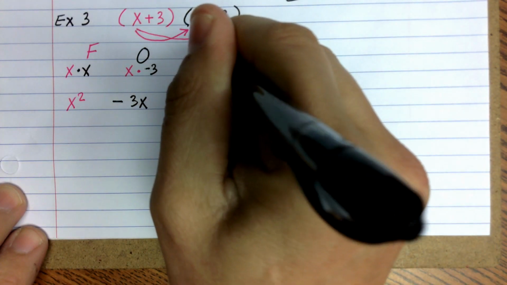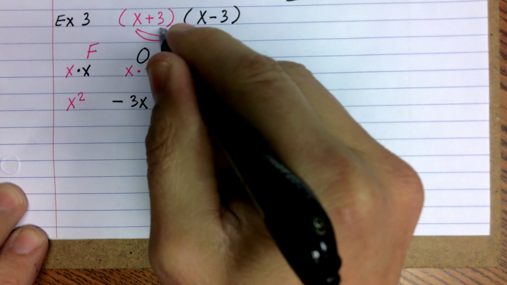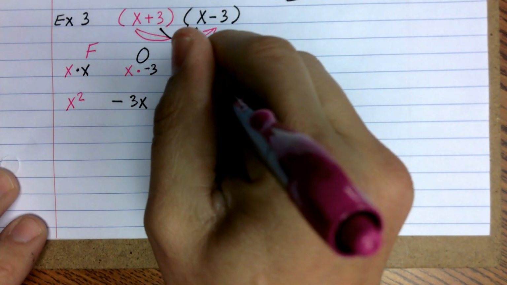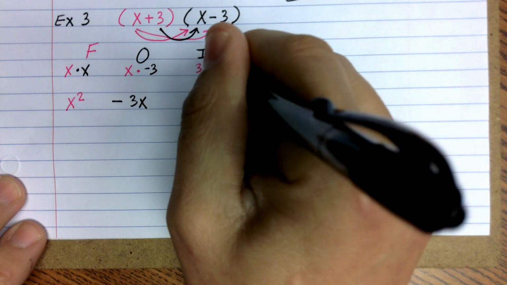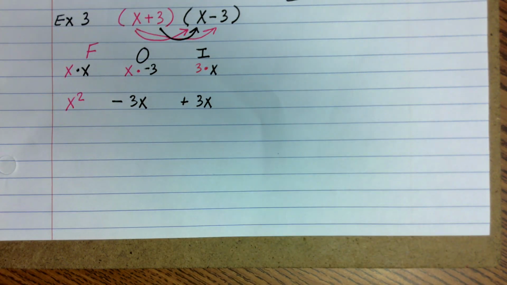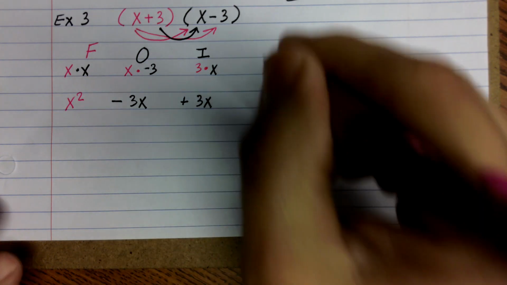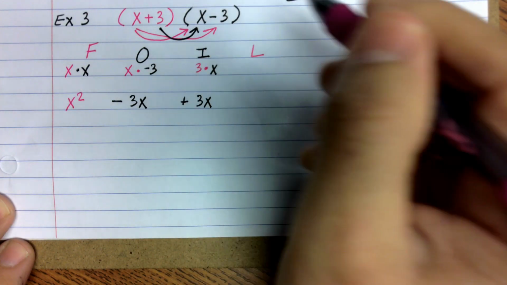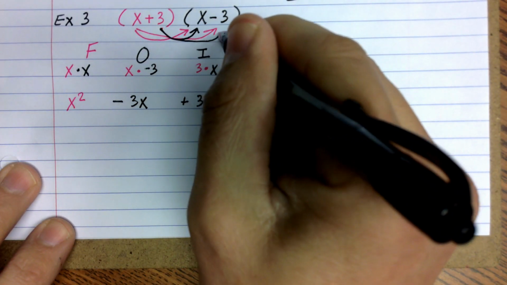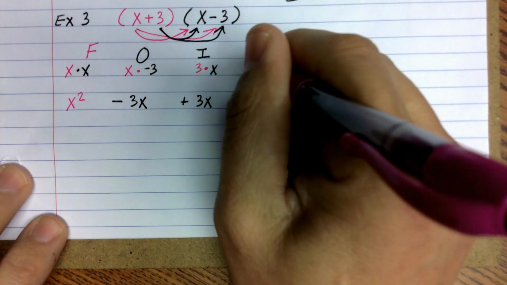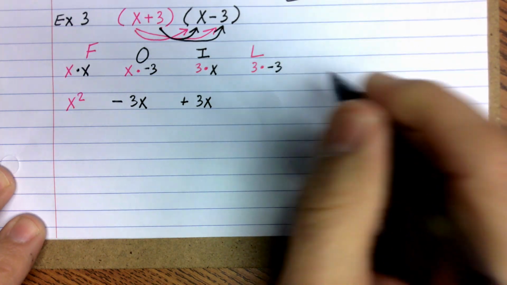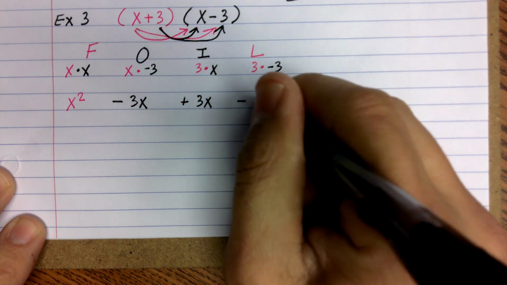And then I'm going to do the inner term, which means I'll take this inner value of 3 and multiply it to this inner value, which is x. So we have 3 times x, and that leaves me with positive 3x. And then we're going to do our L for last. Our last term means we're going to take this 3 right here and multiply it to negative 3. So the pink 3 multiplied to the black 3, negative 3. And 3 times negative 3 is going to leave me with negative 9.